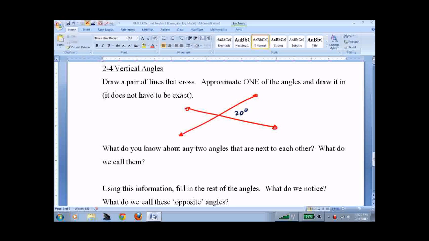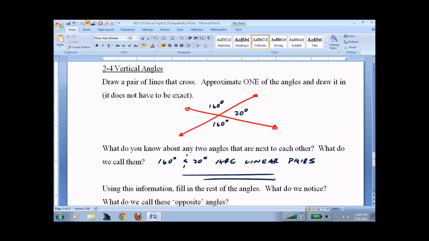So what do you know about this angle here if this is 20 degrees? Most of you have already done this. You would say, oh, these two have to add up to 180. So that's 160 degrees. These two have to add up to 180, so that makes this 160 degrees. These two angles, 160 degrees and 20 degrees, are called a linear pair. That's a pair of angles that add up to 180. Simple enough, and you've already known it.